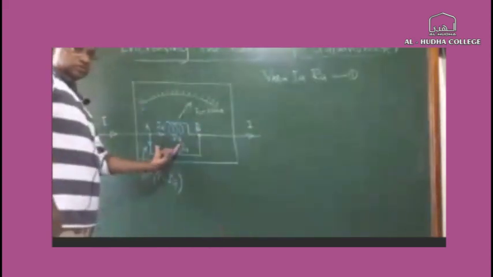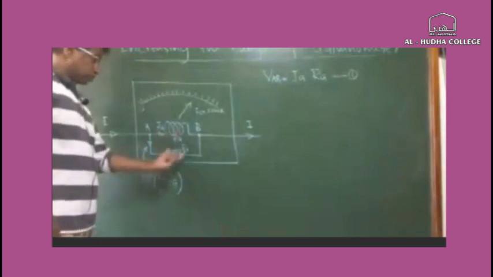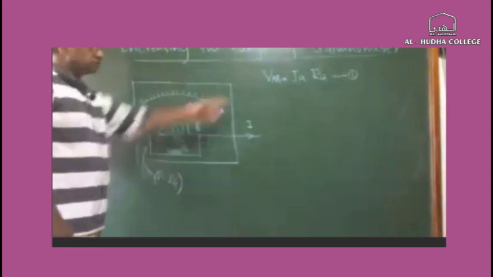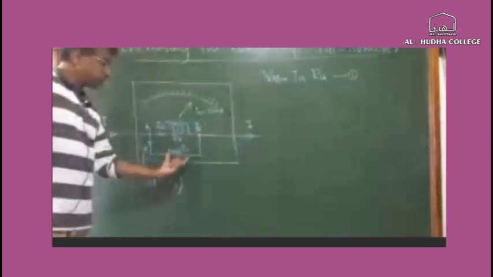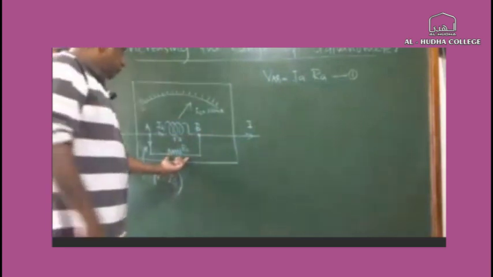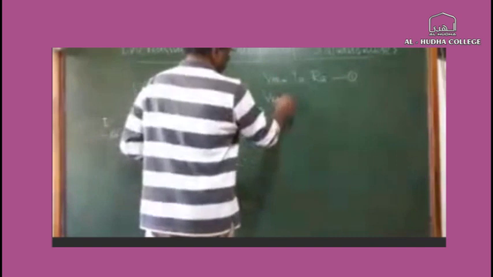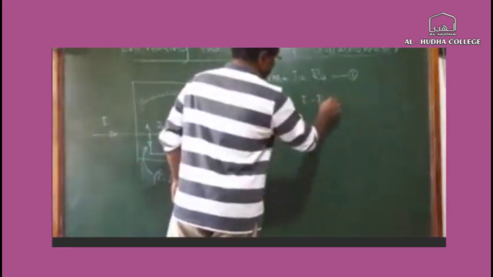Then the same VAB is applied across the shunt resistor also. Now this is for the galvanometer resistance. The same VAB is there across the shunt resistor also. So we can write Ohm's law for the shunt resistor. So VAB equals (I minus Ig), that is the current through the shunt resistor, into Rs.